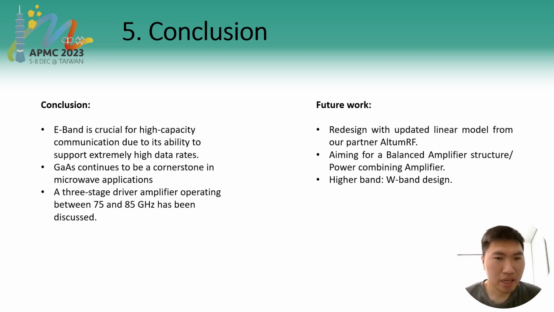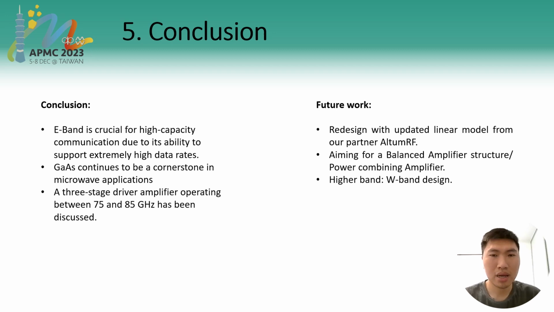In conclusion, E-band is crucial for high-capacity communication due to its ability to support extremely high data rates. Gallium arsenide material continues to be a cornerstone in microwave applications. A three-stage driver amplifier operating between 75 to 85 GHz has been discussed.